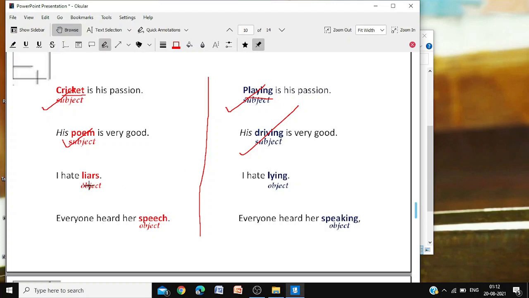I hate liars. Object. I hate lying. So by comparison, this must be the object. Everyone heard her speech. We have got the object. Everyone heard her speaking. So this must also be the object. So we can find that the gerund can be subject or object of a verb.